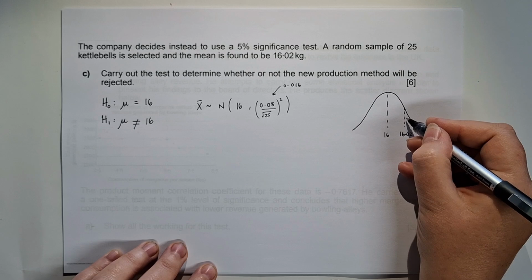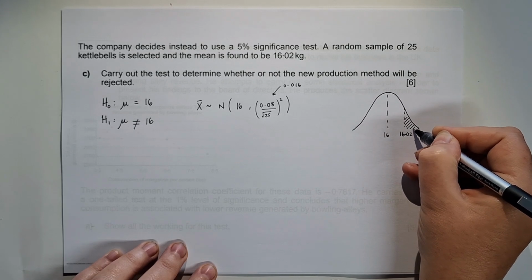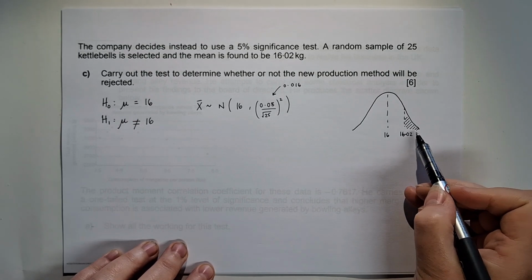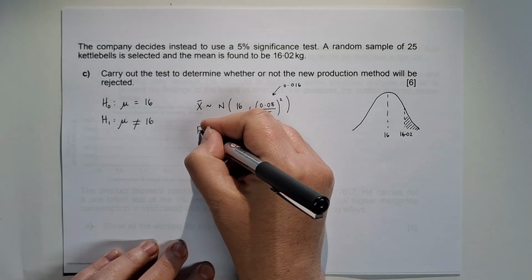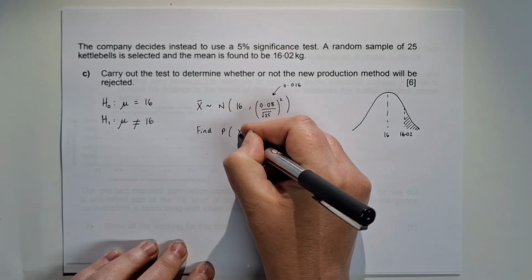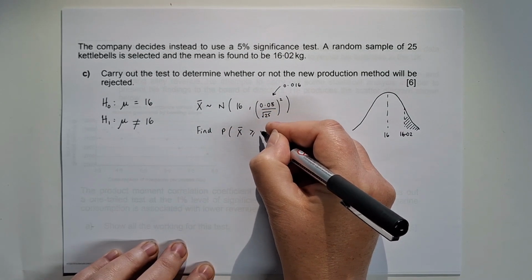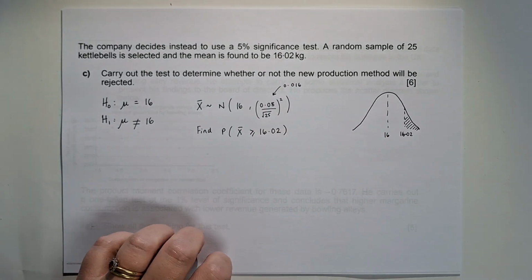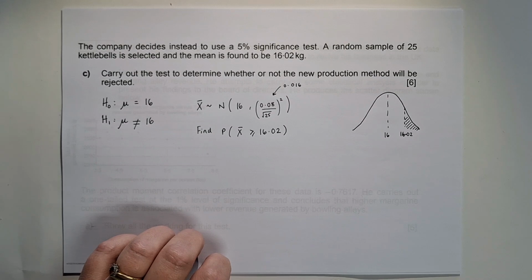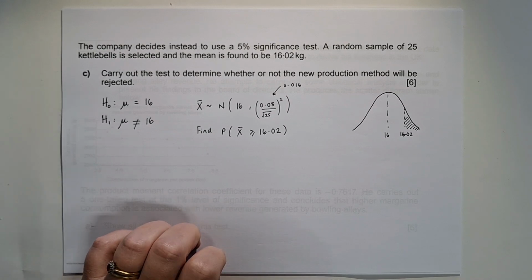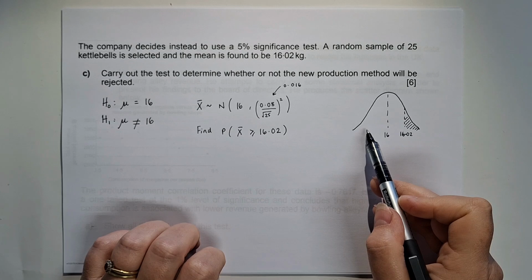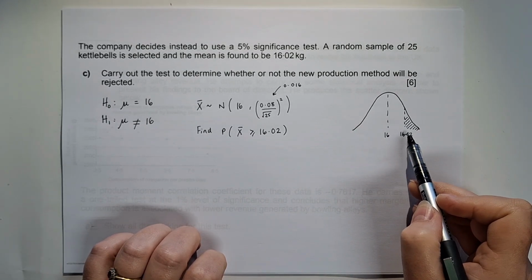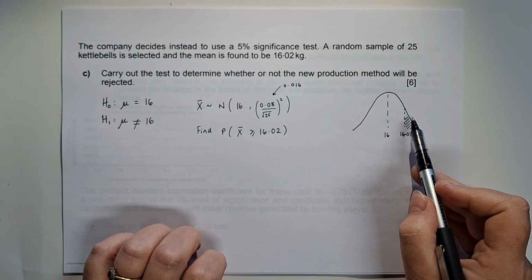We're always going to work out a probability that is the tail of the diagram. Here, because 16.02 is above the centre, our tail is going towards the top. So we need to work out the probability that X bar is greater than or equal to 16.02. You don't have to have the equals bit on the symbol, it's continuous data anyway. If my mean had come out as, let's say, 15.97, I would be working out the lower tail. Because this has come out above the mean, we're going to work out the upper tail of this picture.